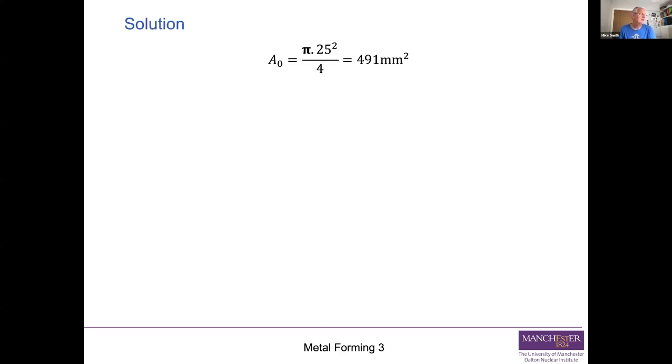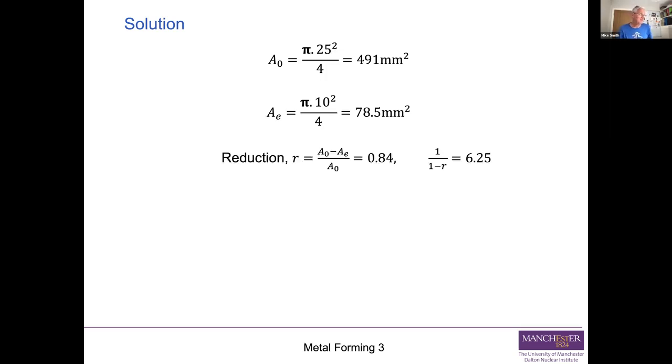So what's the solution? Well, the first thing we do is to start working out the geometrical parameters. So here's A naught, pi d squared over 4, 491 millimeters squared. Here's AE, the extrude, and we get that because we know the die area, the die cross-sectional area, or the die diameter in this case, because it's a nice simple circular one. So AE is pi 10 squared over 4, pi d squared over 4. So we know A naught and AE. So we now know the reduction.